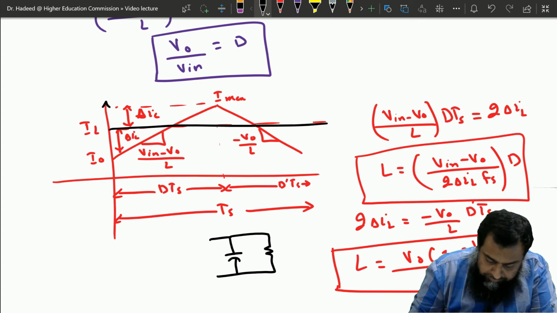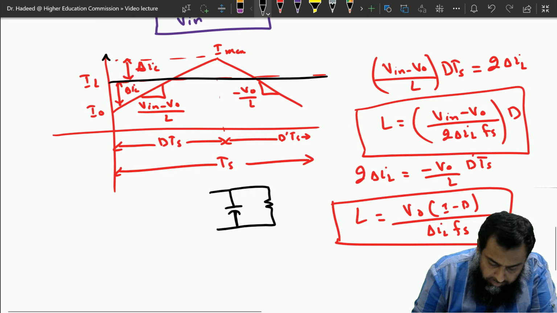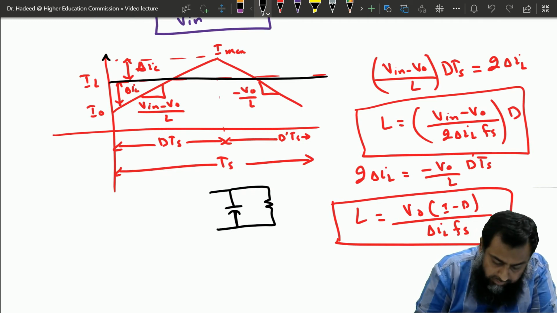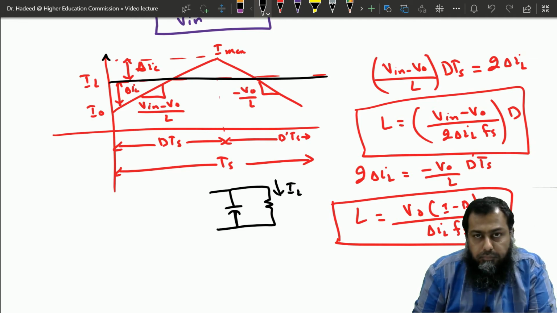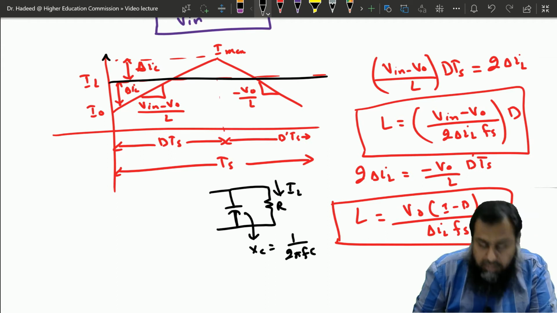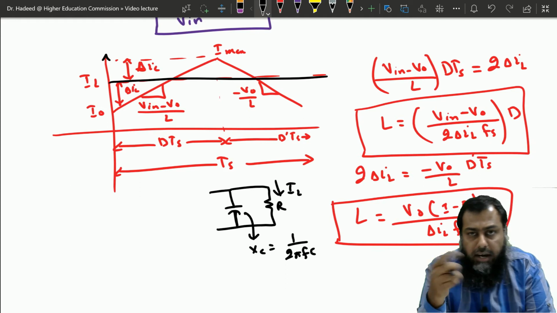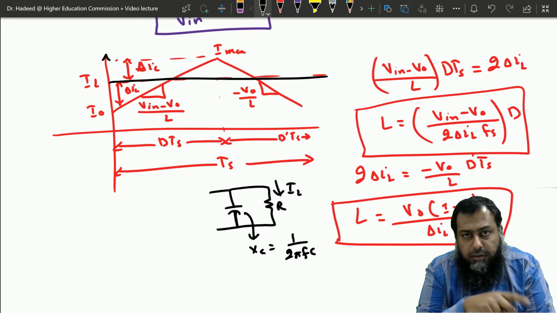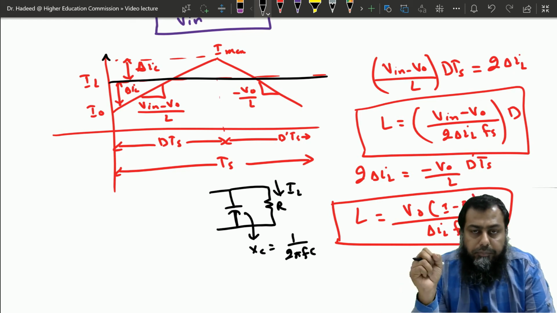This IL is actually the DC part or the average part, and therefore in a well designed system, or in an ideal system, this IL, which is an average value, shall only pass through this particular load R, because the capacitor will offer 1 over 2 pi Fc, and for this average part that has a frequency equal to 0, the capacitor shall act like an open circuit, and therefore all the average component shall pass through the load.